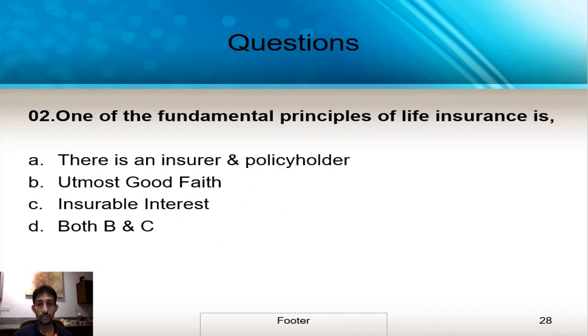One of the fundamental principles of life insurance is: A. There is an insurer and policyholder, B. Utmost good faith, C. Insurable interest, D. Both B and C. Fundamental principles of life insurance. Yes, it is D. That is both B and C. Why? Because it is very important to have utmost good faith and insurable interest for a life insurance.